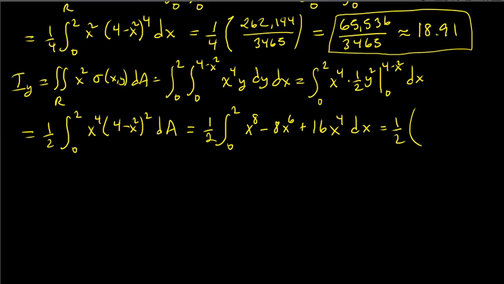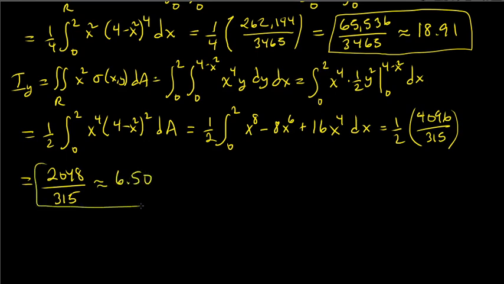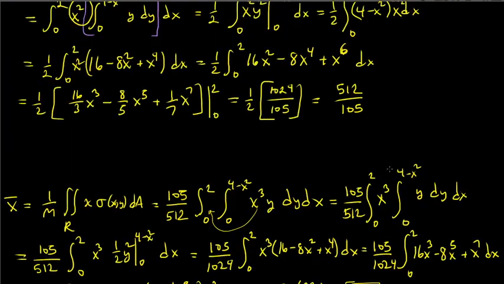So this time, I get 4,096 over 315. And yeah, when you cut that in half, I think you just get, no, sorry, 2,048 divided by 315. And that's approximately 6.5. 6.50, good enough. I think that's it. So again, units are kilograms times meters squared, but let's not worry about that. All right, I think that's it.